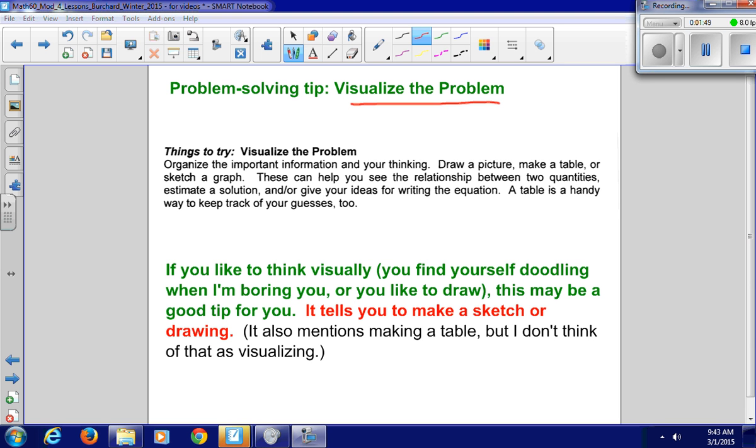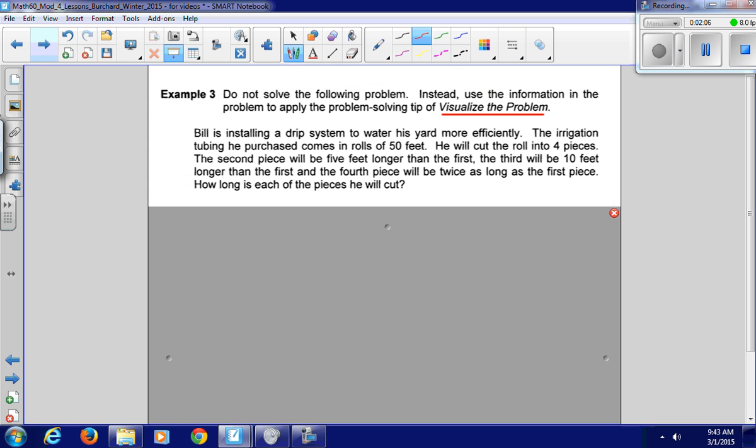And if you like to think visually, you find yourself doodling when I'm boring you, or you like to draw, this might be a good tip for you. So again, I like to do the sketch or the drawing part, but the other parts of this problem-solving technique are fine too. So here's a problem from your book. Don't solve the problem, use visualize the problem to try to find the equation.